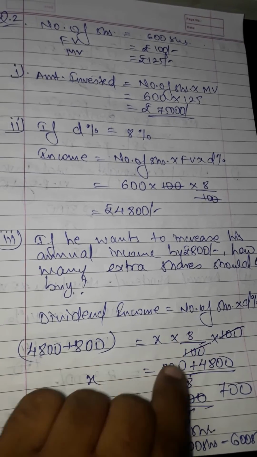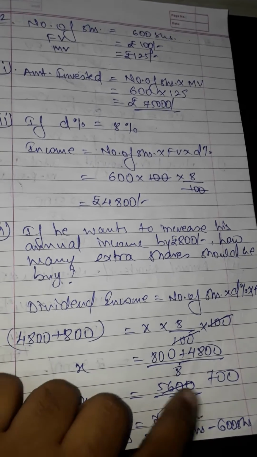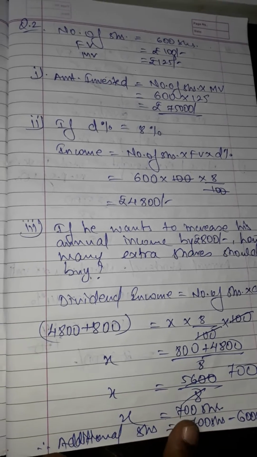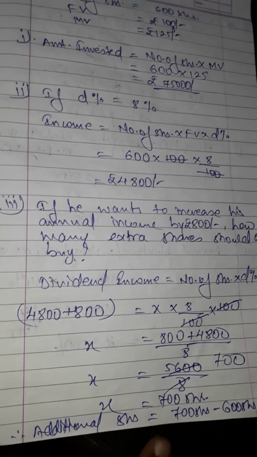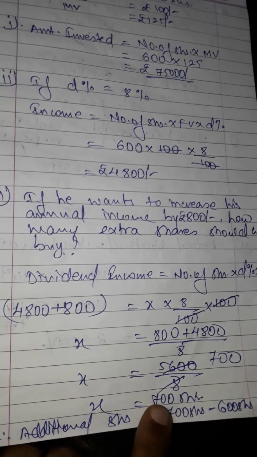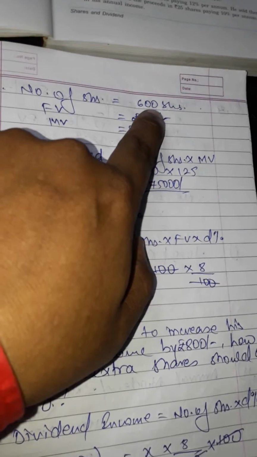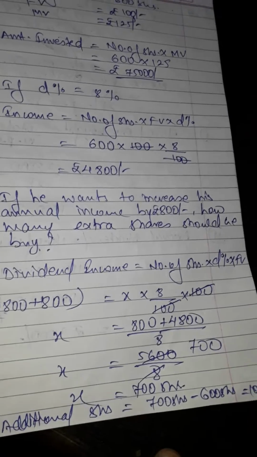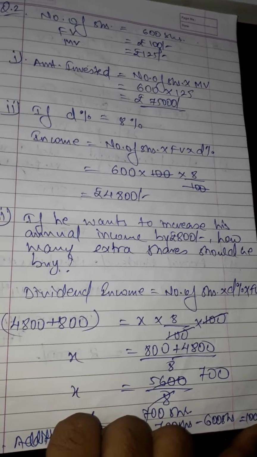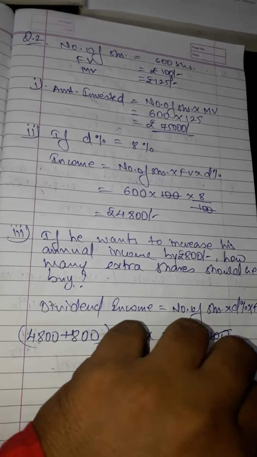If we transfer 8 to the left side, 5,600 divided by 8, answer will be 700. Means new number of shares will be 700 shares. So additional shares he bought is equal to 700 new one, and original was 600 shares. 700 minus 600, answer will be 100 shares. Means additional shares he bought will be 100 shares.